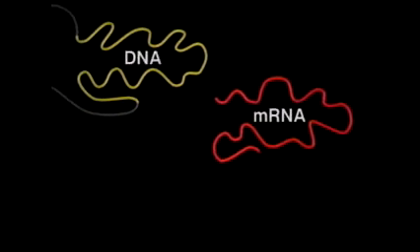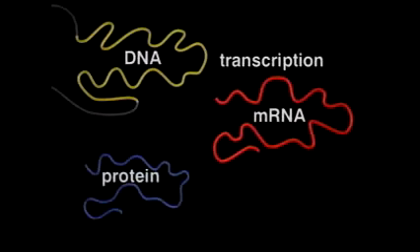To make a particular protein in the cell, the relevant gene is first switched on in the DNA. A working copy of the gene, called messenger RNA, is made. This copying process is called transcription. Next, the information in the messenger RNA is acted upon to produce a protein.